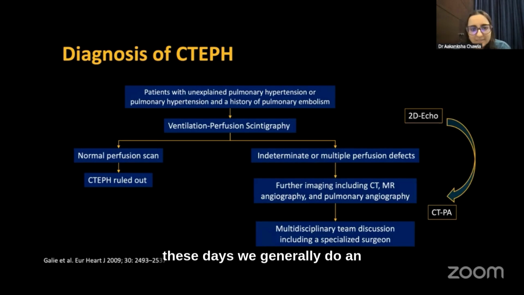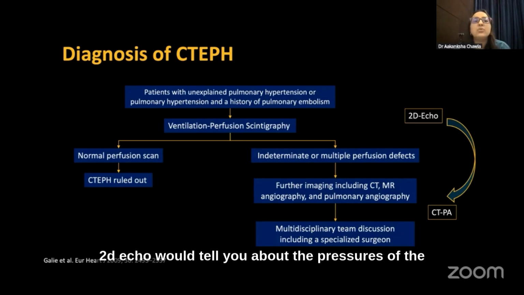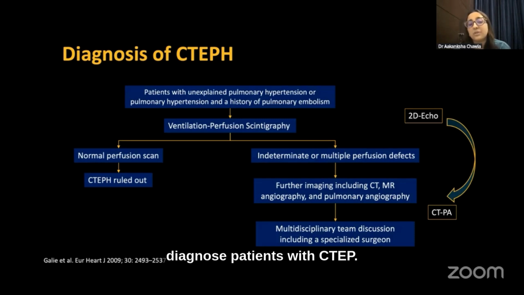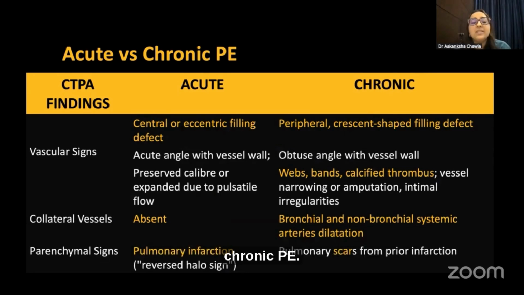But these days, we generally do an echo and a CT pulmonary angiogram. A 2D echo would tell you about the pressures of the pulmonary artery, and CT pulmonary angiogram, we've seen the features, is enough to diagnose patients with CTEPH. Now, what do you see? I've shown you some X-rays and CT scans in a patient of acute versus chronic PE.